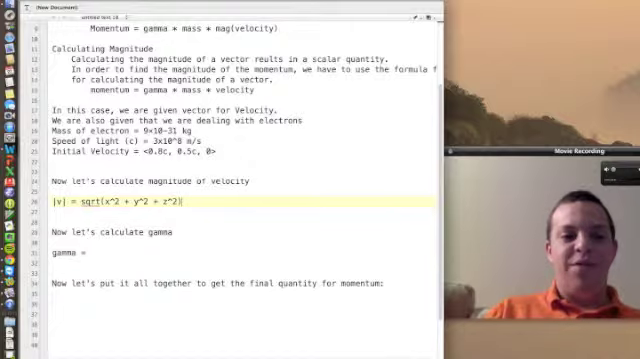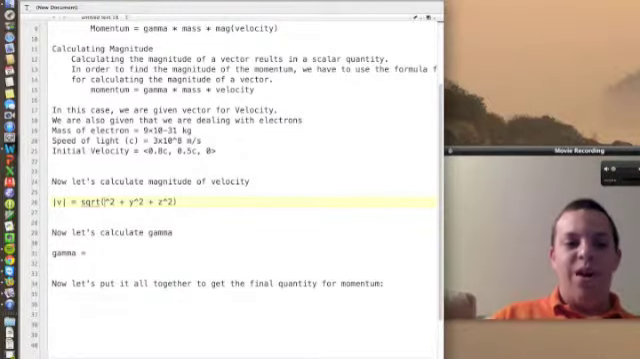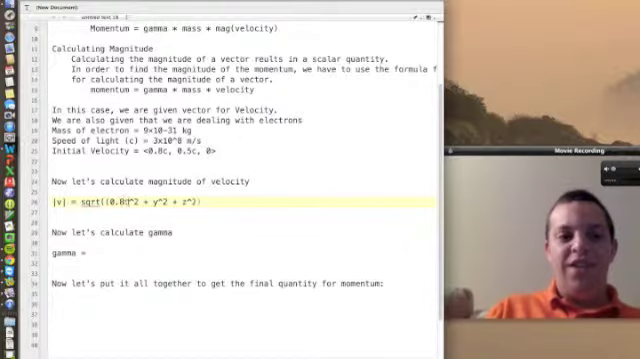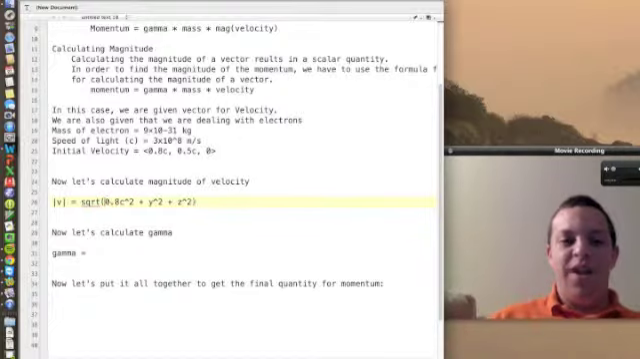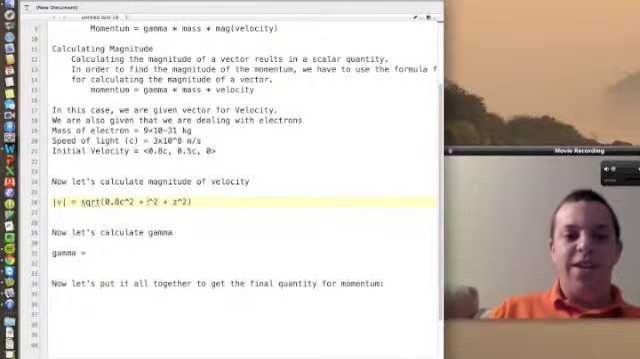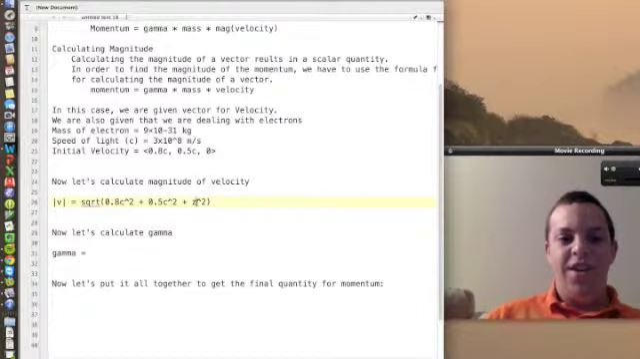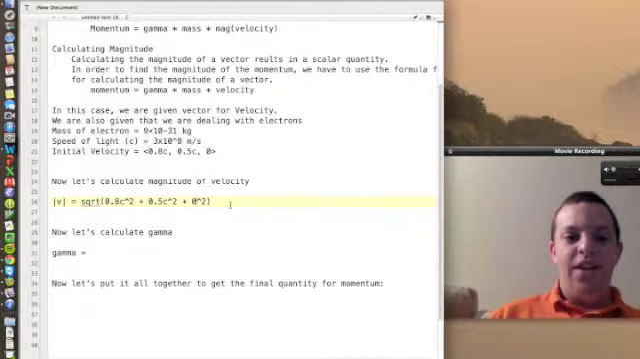So let's take this formula and plug in the values that we were given for our initial velocity. In the x direction, we have the quantity 0.8c, where c is the speed of light. The quantity in the y direction is 0.5c, and your quantity in the z direction is 0. So we have this formula right here, and I'm going to evaluate that in a minute in a Python shell, so I can show you guys a little programming too, which would be pretty exciting.